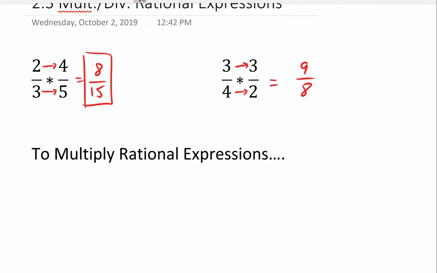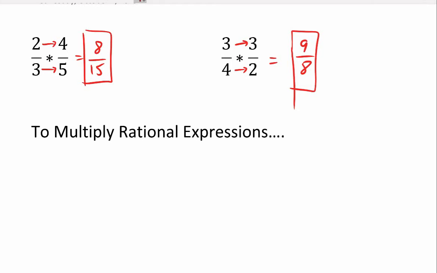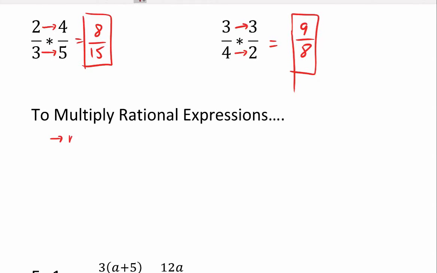Okay, so in summary, multiplying rational expressions is going to work exactly the same way. When we multiply fractions, we multiply the numerator and we multiply the denominator, and that's all it will be for multiplying rational expressions as well. Multiply the numerators and multiply the denominators.